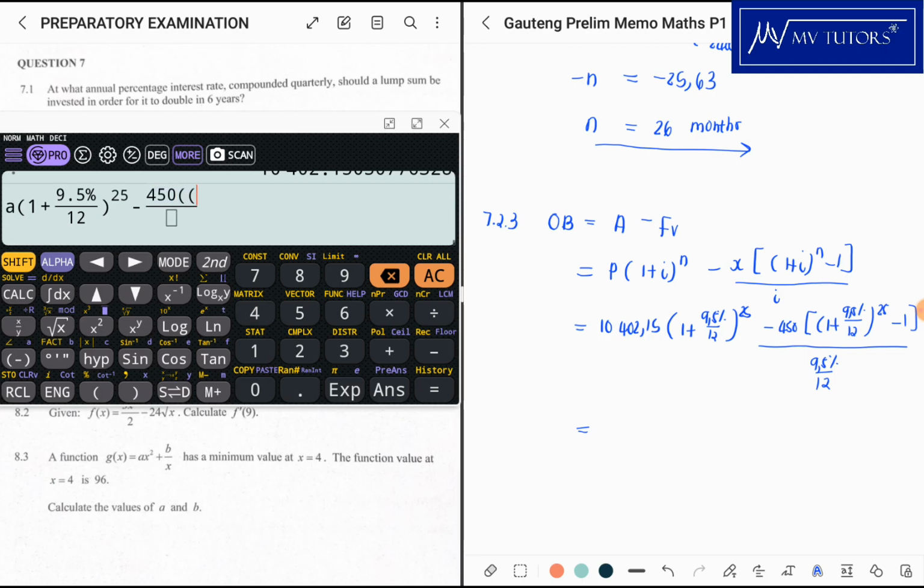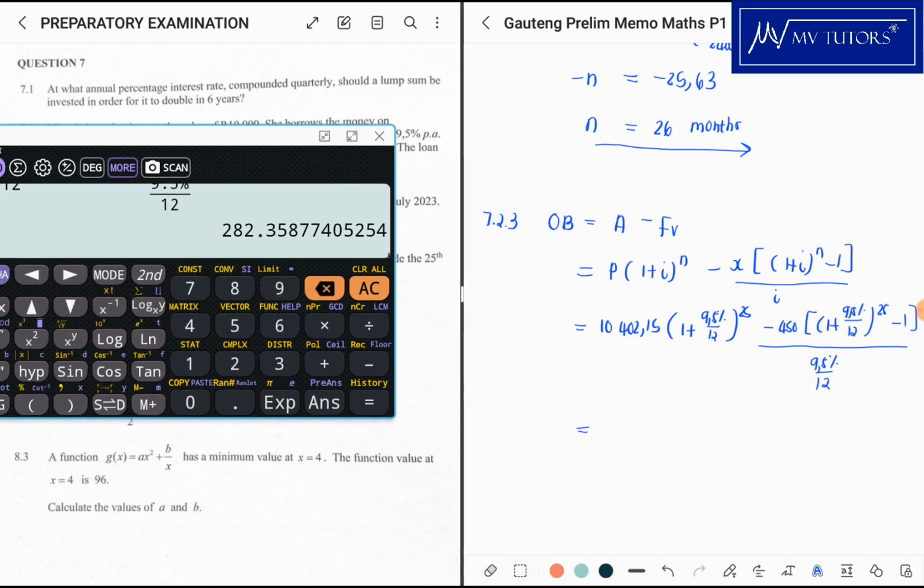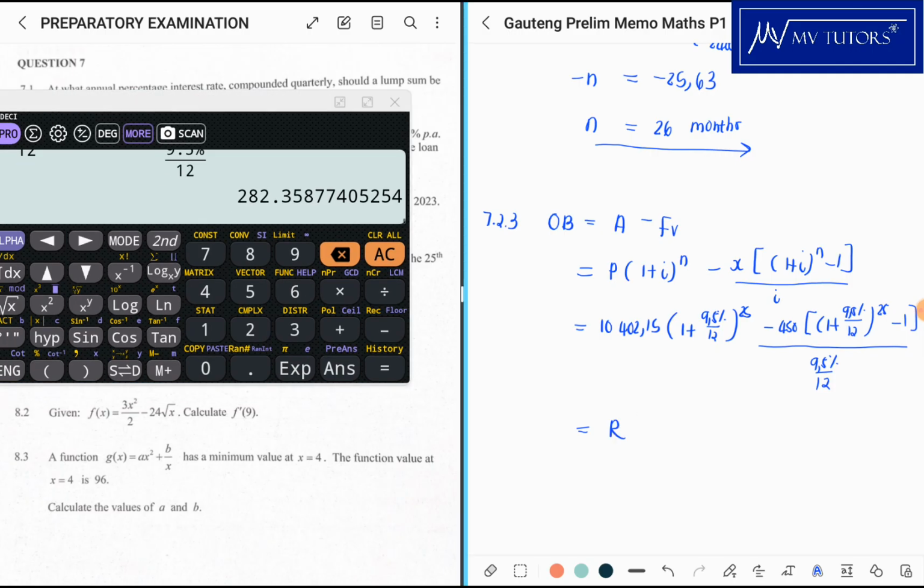Okay, I have two brackets there. That is to the power, I'll come back to what's inside, and we are subtracting 1. I just want to close that bracket before I forget it. So here we have 1 plus 9.5% all over 12. Whew. Here, if you make a mistake, you are doomed. 9.5% divided by 12. Okay, so we see that the balance of the loan after making the 25th payment is basically 282 Rand and 36 cents. Okay, that's one way of doing it.